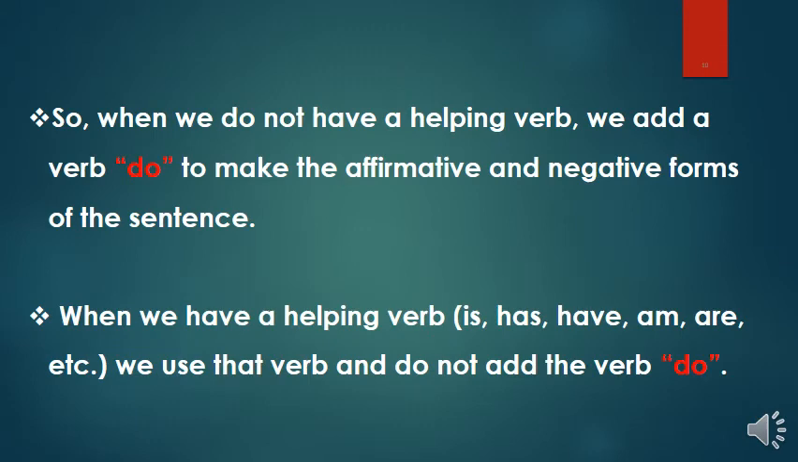So this is the conclusion. When we do not have a helping verb, we add the verb do to make the negative and question forms of the sentence. When we have a helping verb, is, has, have, am, are, etc., we use that verb and do not add the verb do.